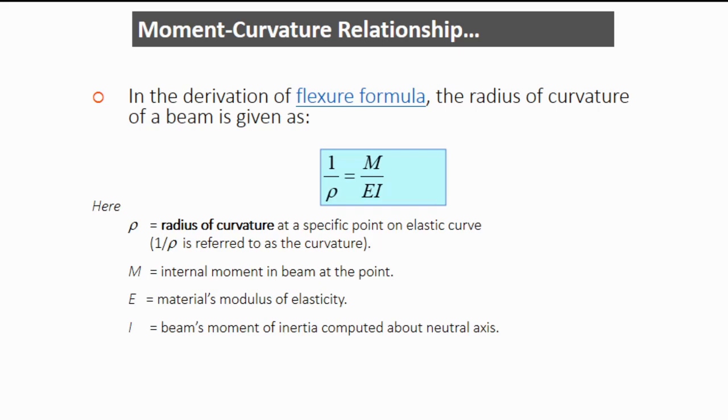To develop this moment-curvature relationship, we have to consider three assumptions. The beam material follows Hooke's law. The deflection and the slope are small at every point of the deflection curve, and the deflection due to shear force can be neglected.